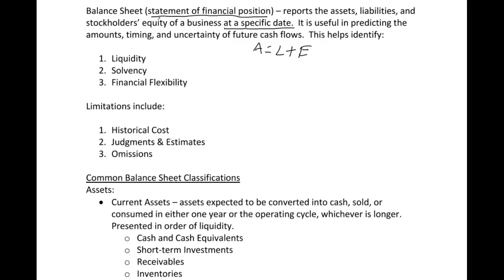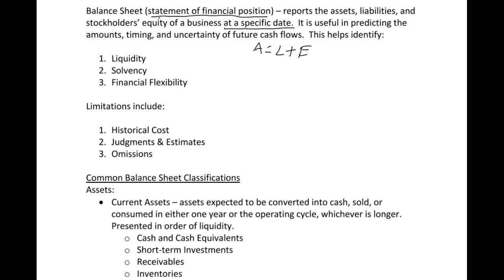Remember the income statement was at the end of the period, all the revenue, all the expenses that built up over the period. For the balance sheet, it's what are our assets, what are our liabilities, and what are our equities at that point in time. Right. So it's also useful in predicting the amounts, timing, and uncertainty of future cash flows, which we saw in the income statement as well because of these right here.